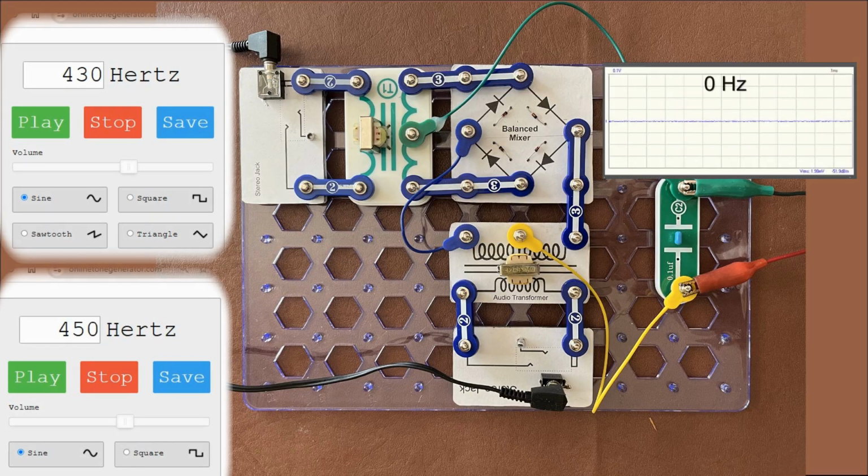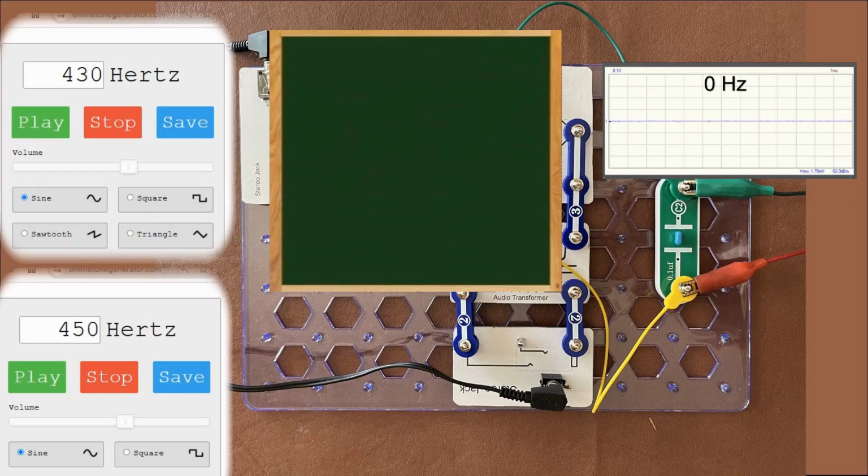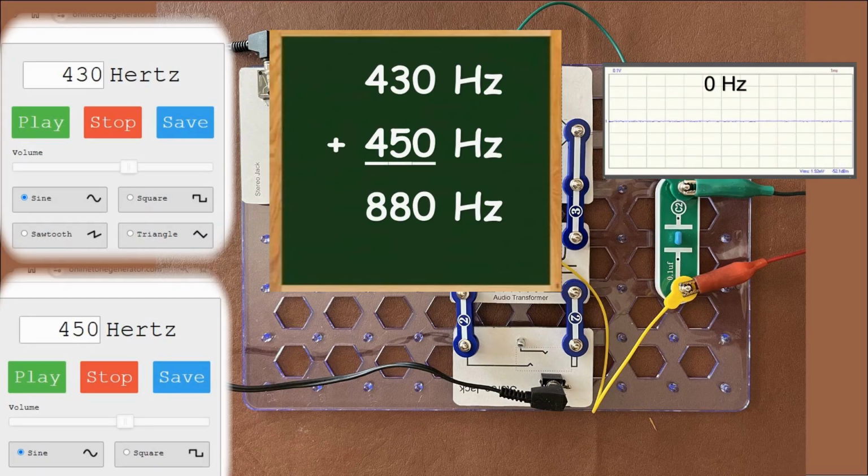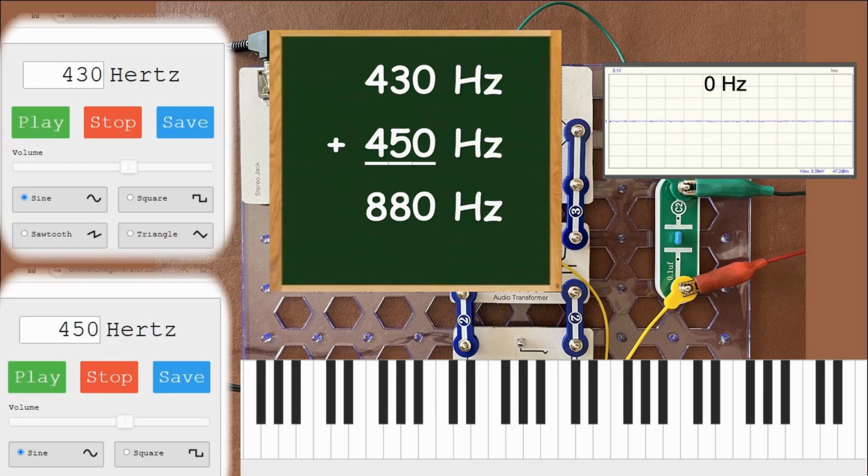But listen to what happens when we feed the 430 and the 450 Hertz tones from separate computers into our balanced mixer. What's that note? It's the sum of the frequencies of the two source tones. 430 plus 450 is 880 Hertz, and we know that as A above high C on the keyboard.